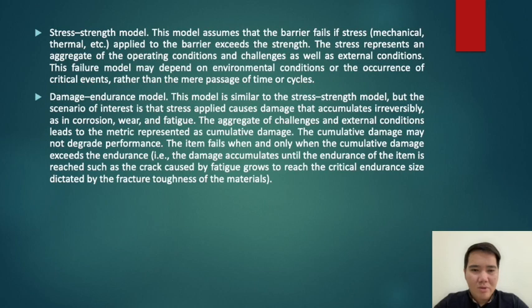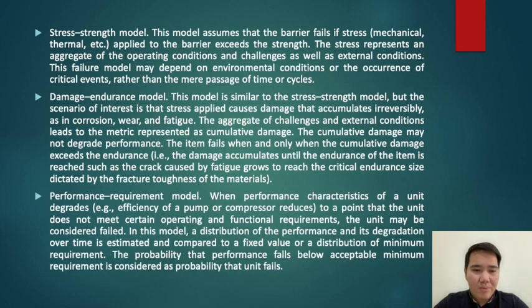The second is the damage endurance model. This model is similar to the stress-strength model, but the scenario of interest is that stress applied causes damage that accumulates irreversibly, as in corrosion, wear, and fatigue. The aggregate of challenges and external conditions leads to the metric represented as cumulative damage. The cumulative damage may not degrade performance. The item fails when and only when the cumulative damage exceeds the endurance.